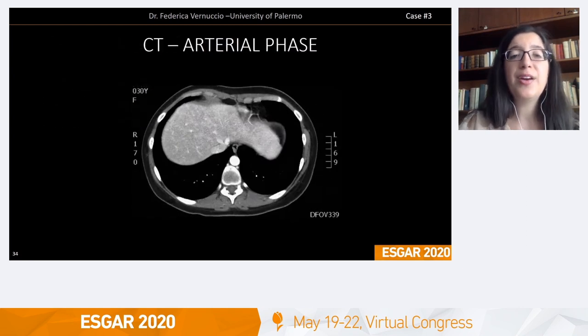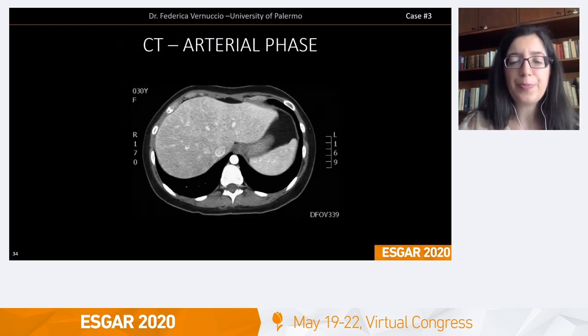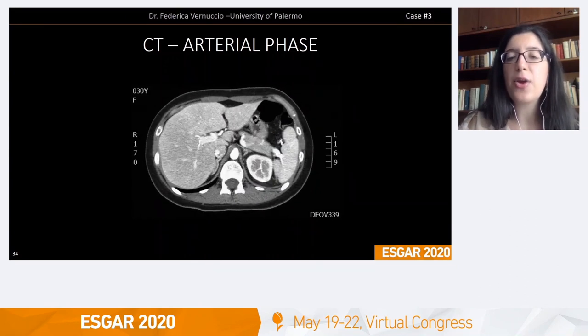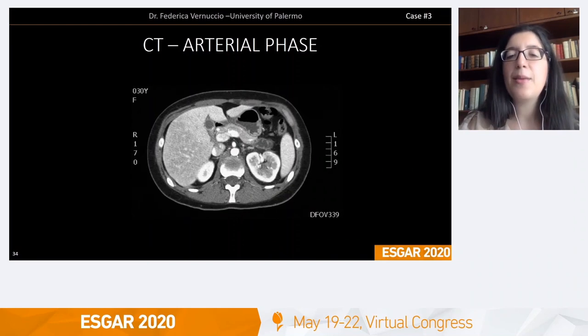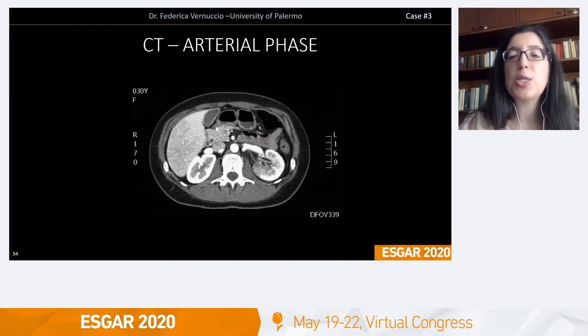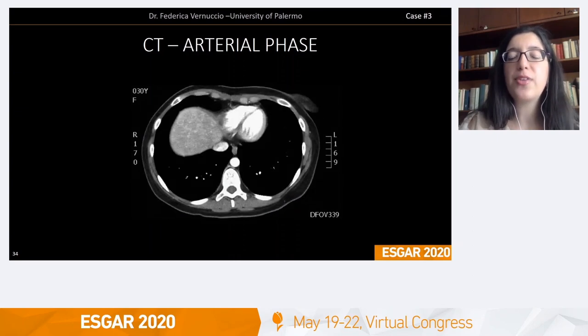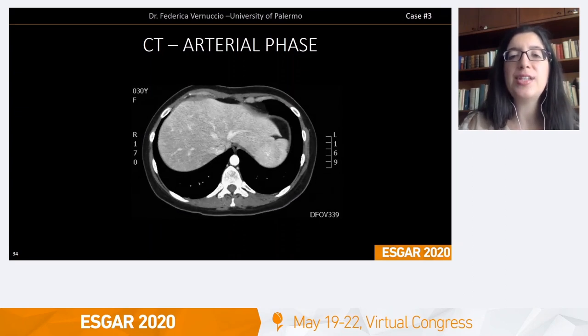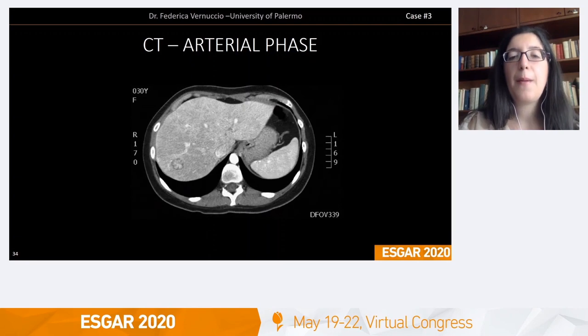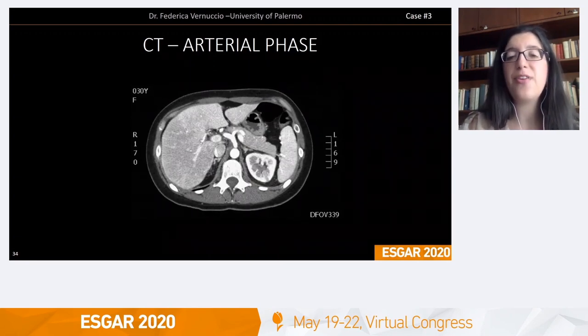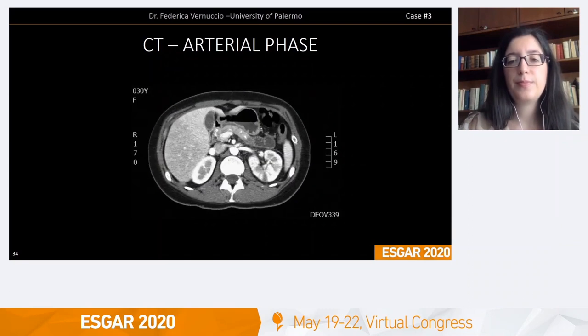I will show you here the arterial phase. We can see in the liver that something is going wrong. I'm sure all of you noted the lesion in segment 7, and you are noticing something also in the rest of the liver. I will show again the arterial phase because it is useful to see it very well.